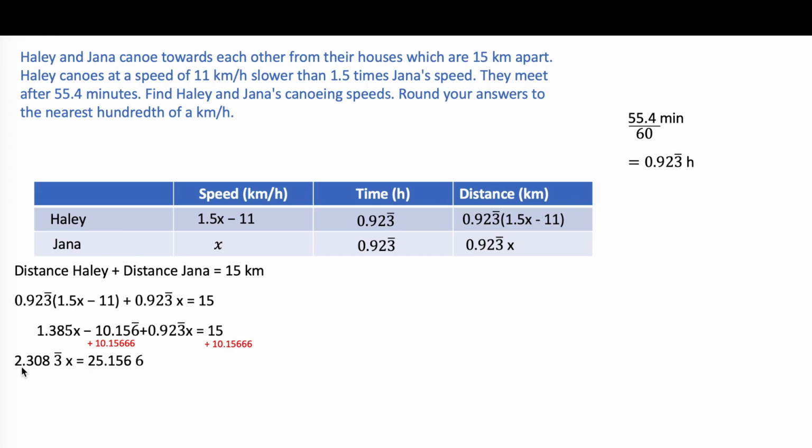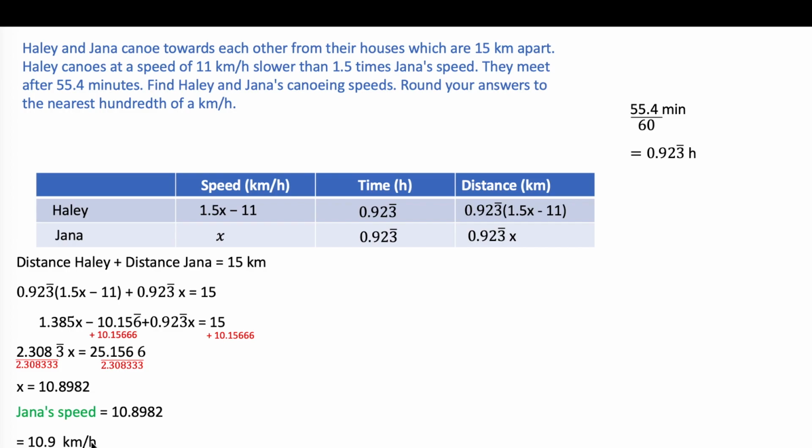To get rid of the 2.3083 repeating, which is multiplying the x, I'm going to do the opposite. I divide both sides by 2.3083 repeating. This gives me 1x, or x equals 25.156 repeating divided by 2.3083 repeating, which gives us 10.8982. Jana's speed is 10.9 kilometers per hour. Haley's speed is going to be 1.5 times, don't use the rounded version, 10.8982, take away 11. If we do that, we get 5.3473 kilometers per hour.